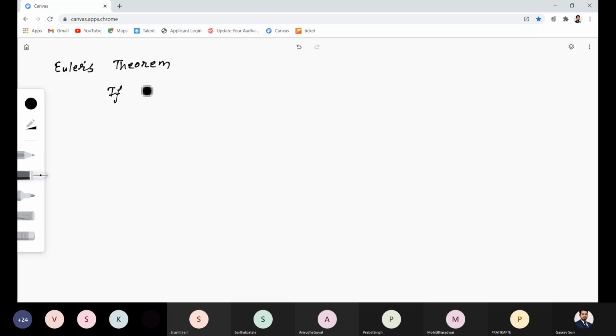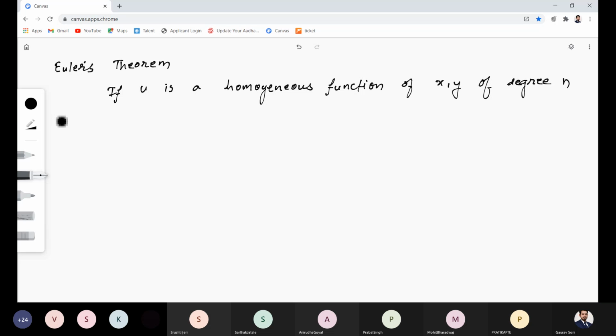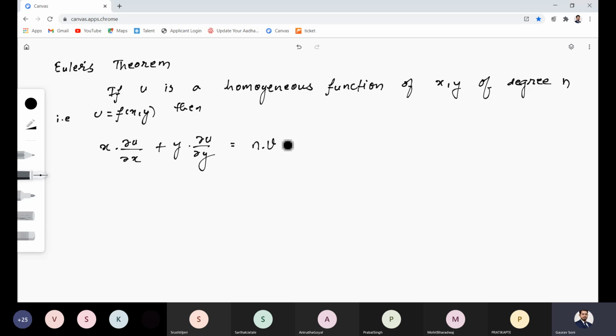If u is a homogeneous function of x comma y of degree n, that is u is equal to f of x comma y, then what I can write is x into partial derivative of u with respect to x plus y into partial derivative of u with respect to y is equal to n into u.